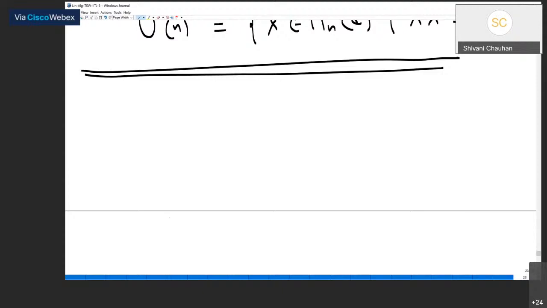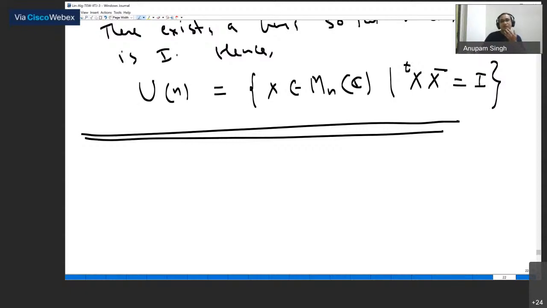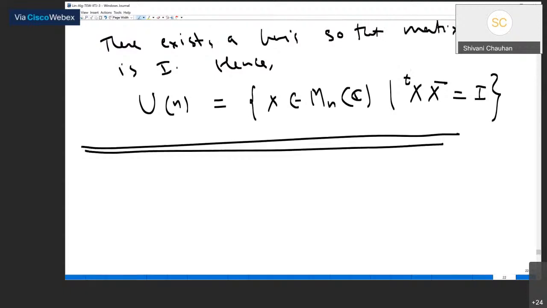Sir, here is one typo. X times X conjugate transpose is equal to identity. The two things are the same actually. The way I have been writing, it will turn out to be X transpose X bar is identity, right? Let me check. Yes, the way I have been writing, if you see my matrix form, when I was calculating, it always came like X transpose, matrix of the form in between, then X bar equal to identity.